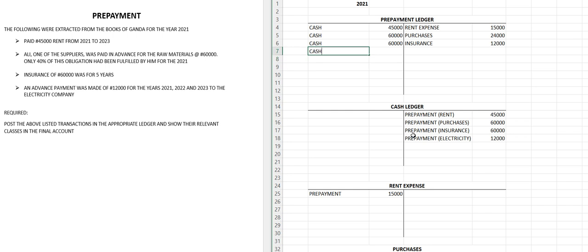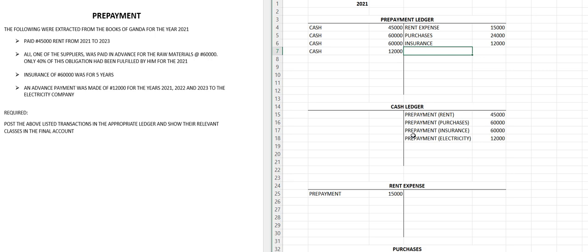Put cash, because for every debit entry there must be a corresponding credit entry. That's the golden rule of double entry, and vice versa. All right, so this is 12 to 3. So how much is going out? How much is supposed to be for the year 2021, the year under consideration?